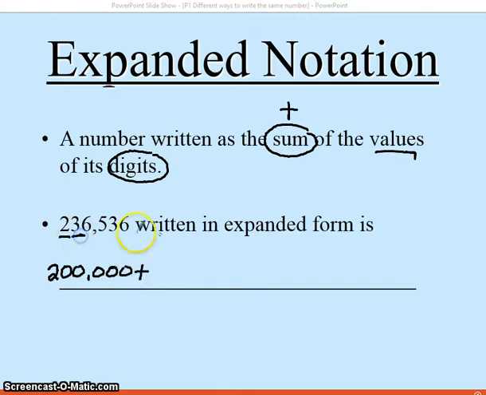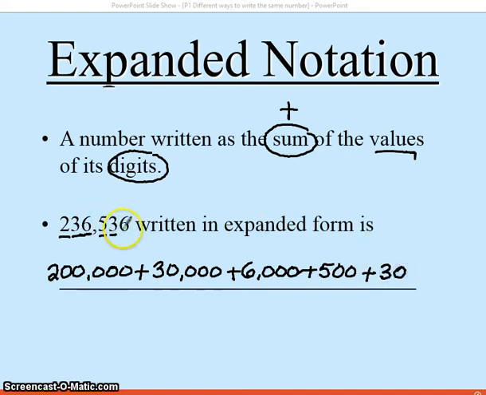Plus, the 3 is in the 10,000s column, so we'll write 30,000. Plus, the 6 is in the thousands column, so we write 6,000. Plus, the 5 is in the hundreds column, so we write 500. Plus, the 3 is in the tens column, so 30. And the 6 is in the ones column, so plus 6. This form is useful when you're trying to see different parts of the number.